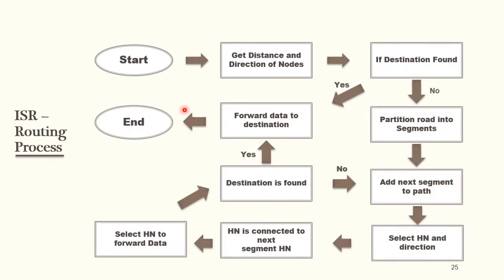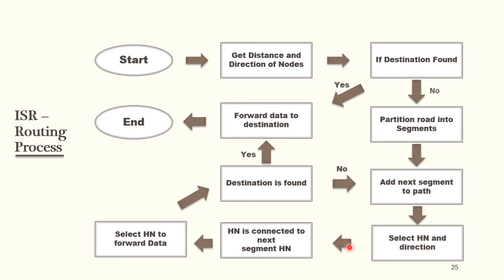Here's a flowchart for the routing process. First, we get the distance and direction of a node, and if the destination is found, meaning that the destination node is in the range of the source node, then we can directly forward data to the destination. If not, then we divide the further road into segments, and we add that segment into a path.